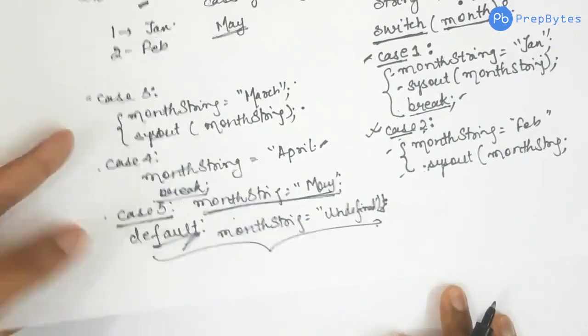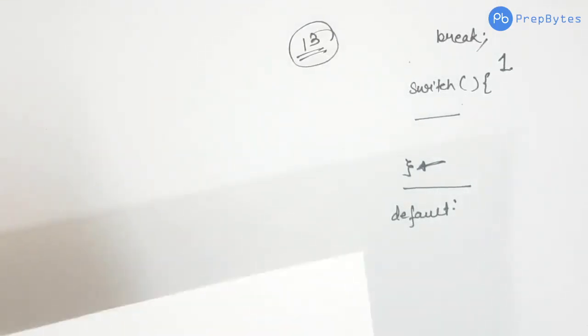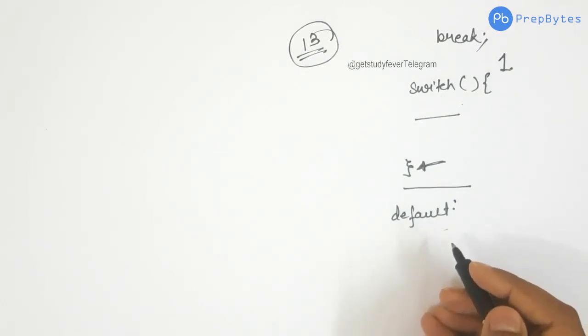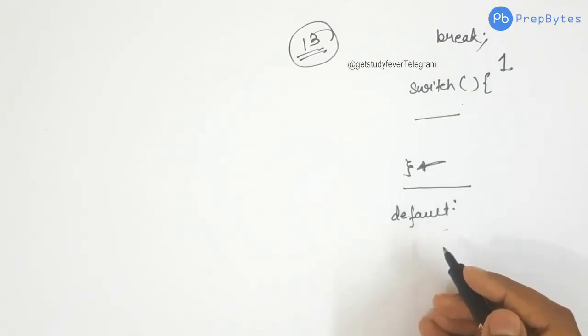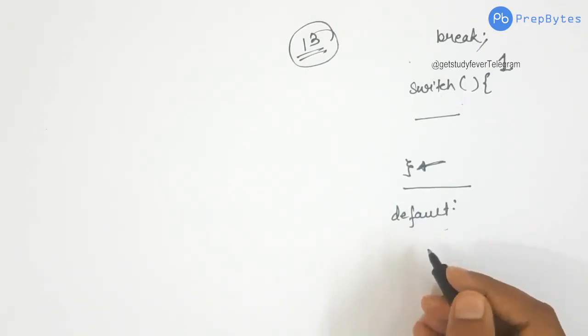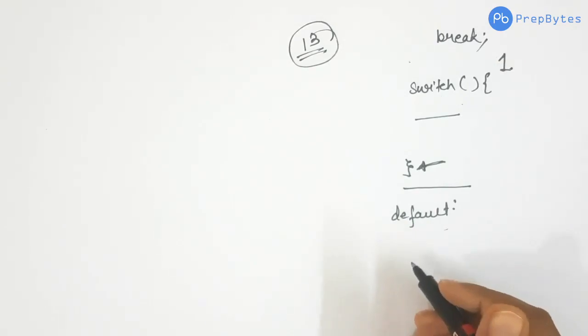and whatever is in default gets printed. So we generally use default when we have to handle undefined behavior, or tell the user that the input they entered is not right. Default is not a must-have, but it's good to have default in your code.